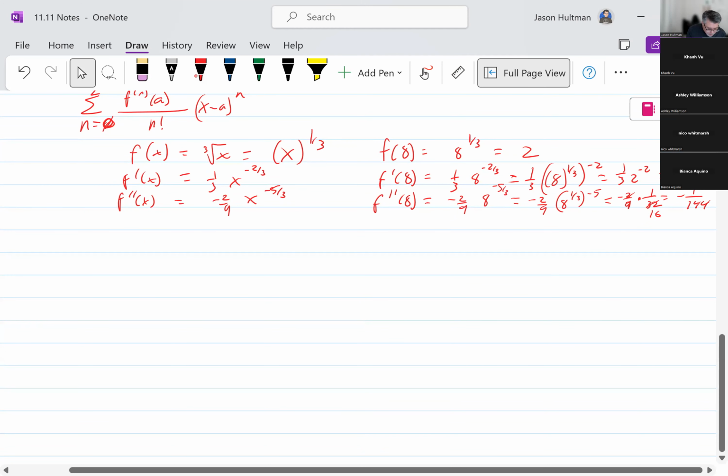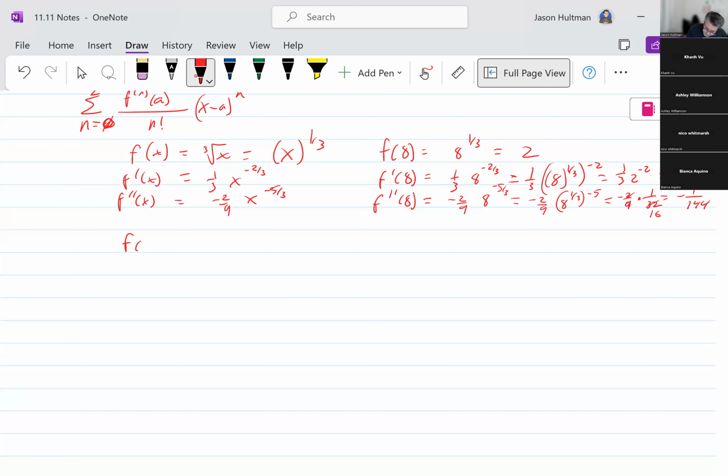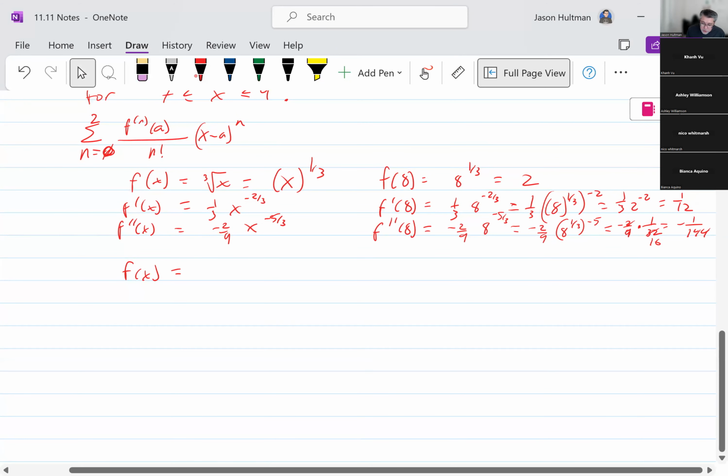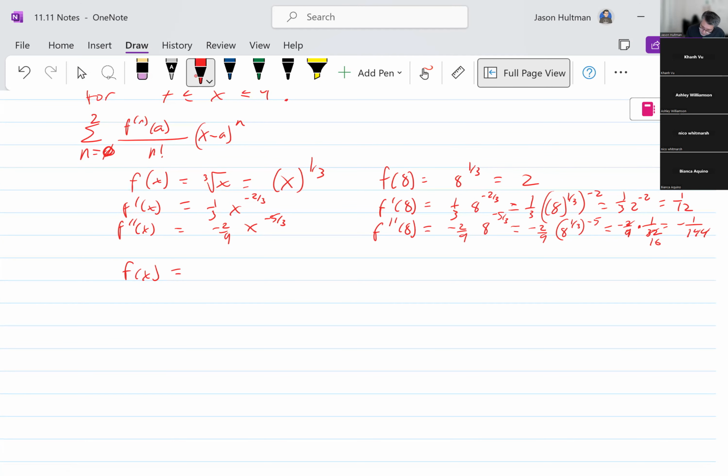Now we're gonna say, okay, well, this is f of x is equal to, okay, now that I have my derivatives evaluated, let's write out the first 3 terms of this series. Okay, f of x is going to be equal to f of 8, okay, over 0 factorial times x minus a to the 0 power, plus f prime of 8 over 1 factorial times x minus a to the first power.